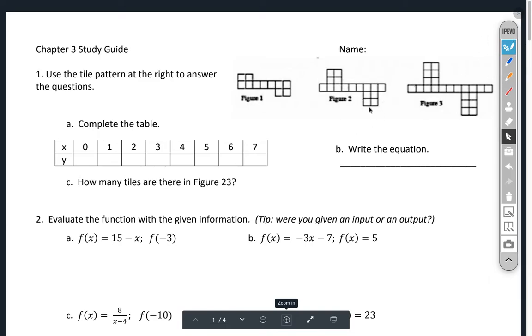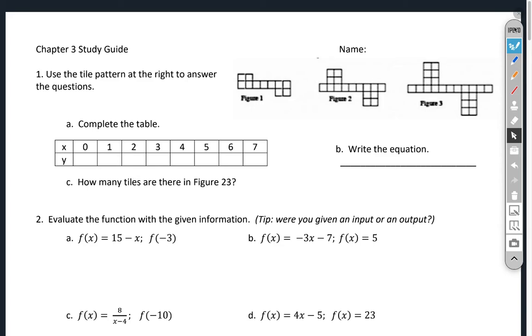So we're going to go through the Chapter 3 study guide. This should be available for you to print on Schoology if you haven't already. Please follow along with me and write the answers. That way you guys have some study material to look back at, okay? So we're going to go ahead and get started.